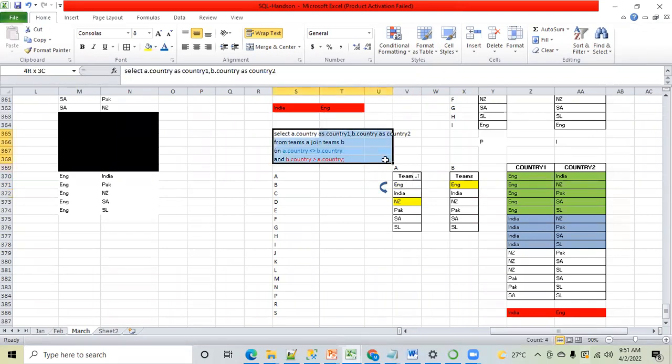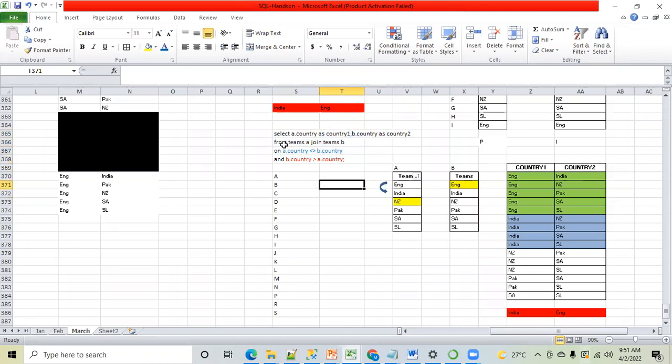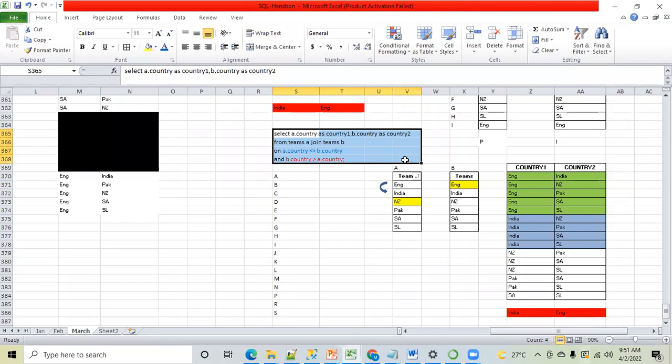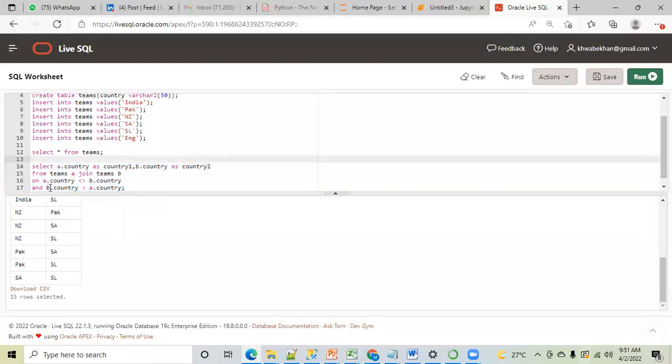You try this again, okay? And let me know if you have any question. If we write A dot country greater than B dot country, then also it will give the same result. Okay, you can try that. Or else let me show that, save some time. Let me show you this. You will get the exactly same result.